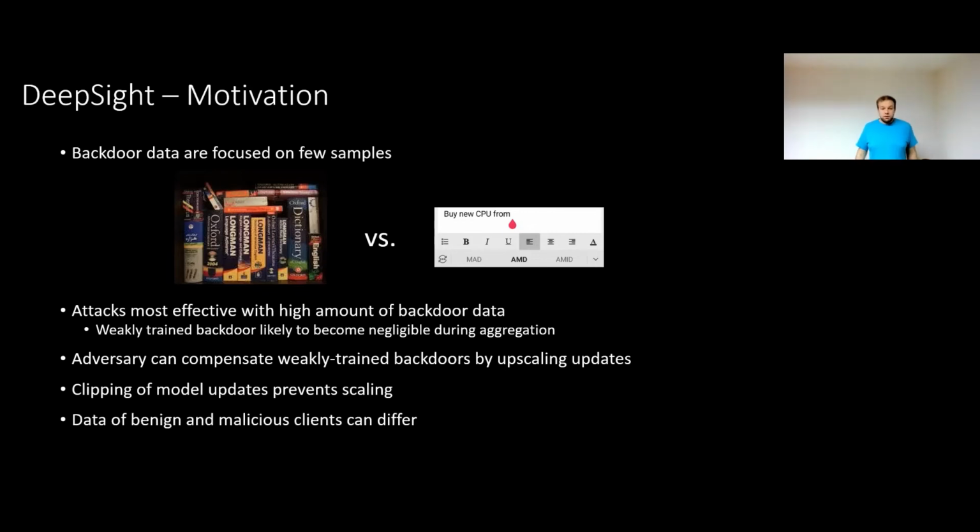The last observation that we made is that the data of different benign clients can actually differ because the users may have a different behavior, and analogously, also the data of malicious clients can differ. If, for example, the adversary mixes the training samples for the attack behavior with training samples from the benign behavior to make the resulting models less suspicious.